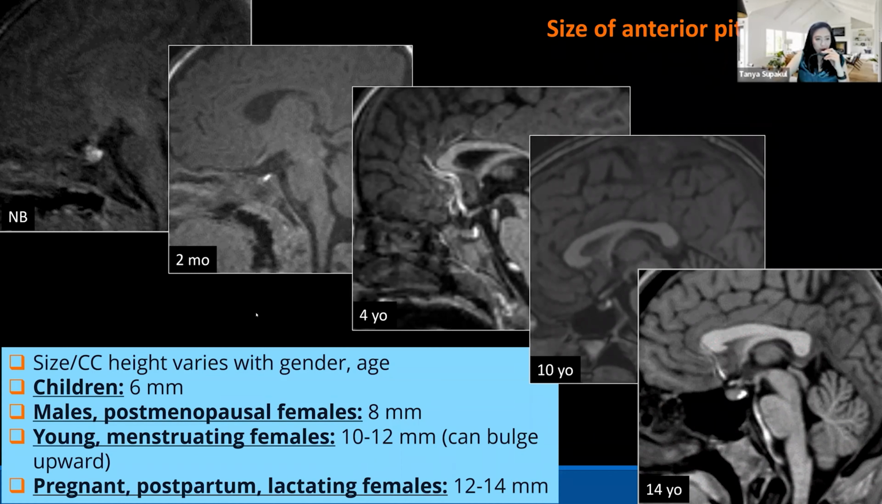The easiest way to remember is there are two periods when you can see a very prominent pituitary gland. The first one is the newborn period, because maternal hormones can affect the pituitary gland. And also during puberty, you can see a more juicy pituitary gland.